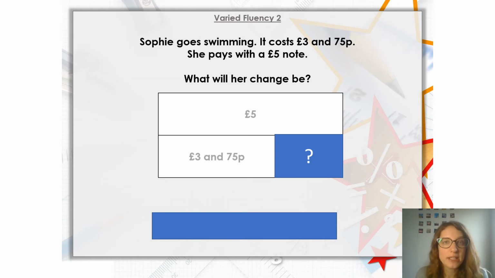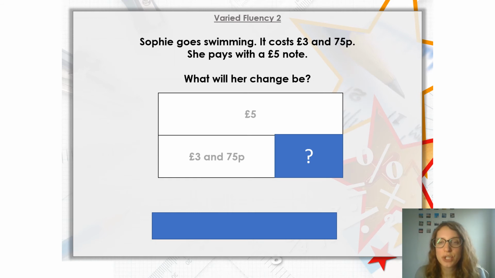Okay, Sophie goes swimming. It costs £3.75. She pays with a £5 note. What will her change be? So again, using a bar model here, so I've got the cost at the top that she paid with, the £5 note. We've got the cost of the swimming session, £3.75, and we need to work out the missing value. So you can either use a number line and count on, or you can count backwards and do subtraction. Okay, so you give it a go, come back and we'll see if we got the same answer.